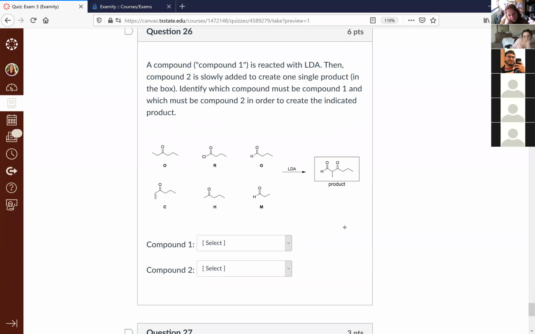A compound, which is compound 1, is reacted with LDA. Then compound 2 is slowly added to create one single product, which is the product identified in the box. Identify which compound must be compound 1 and which must be compound 2 in order to create the indicated product. First of all, does this question make sense?